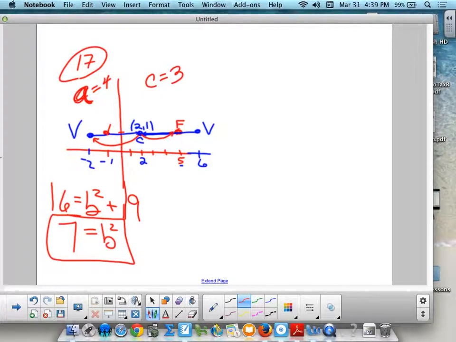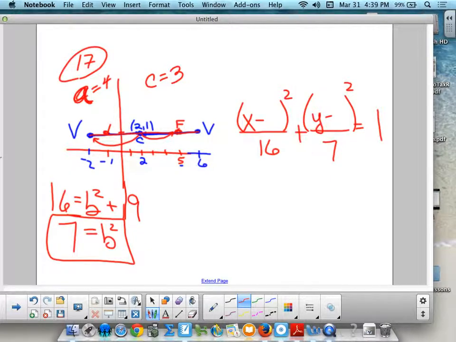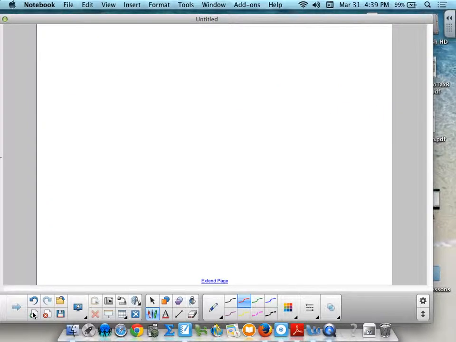All right. So here's the deal. I have it all. I'm ready to go. The major axis is horizontal. So the A will go under the X. And A is 4, so 4 squared is 16. B squared is 7. It's going to be (x minus 2) and (y minus 1). So put a 2 in, put a 1 in, and we're done. That's it. Got a little messy. Sketch it and you should be okay.